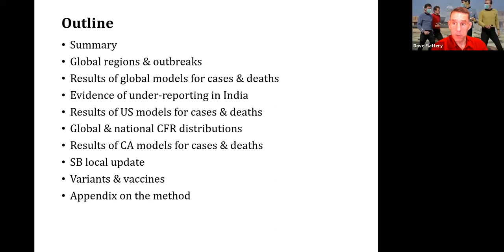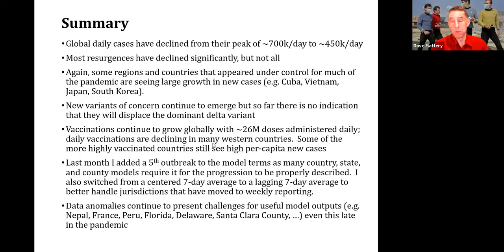Then results of the US models, an update on global and national case fatality risk distributions, and the standard view of California counties and the sum of the counties model, local updates around Santa Barbara County and in our adjoining counties, and then some updates on variants and vaccines, and that's it. So a couple new things and then a lot of the standard kinds of updates.